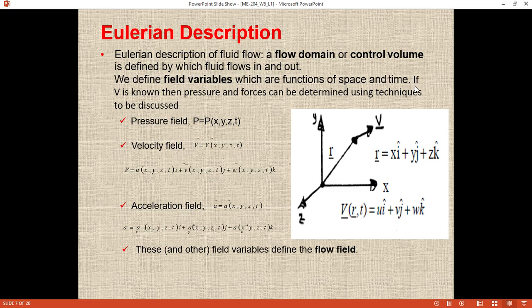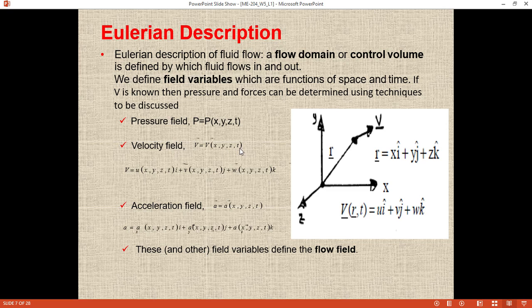So here you can see, if V is known, then pressure and force can be determined using techniques to be discussed. So here is the pressure field. We know that pressure can vary in all directions as well as with time. So here we are describing the pressure in the form of Eulerian description. And we are describing the velocity in the form of Eulerian description, v as a function of space coordinates as well as time.